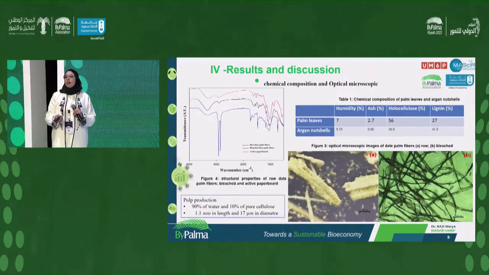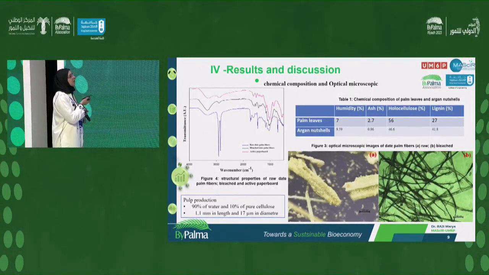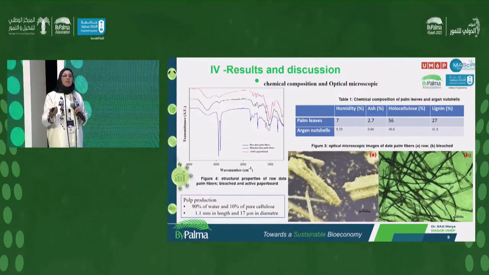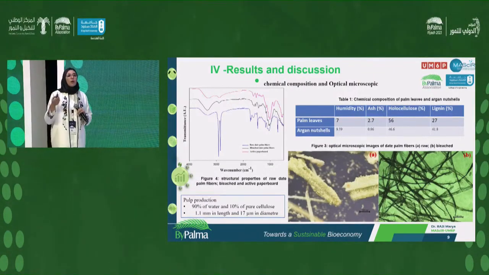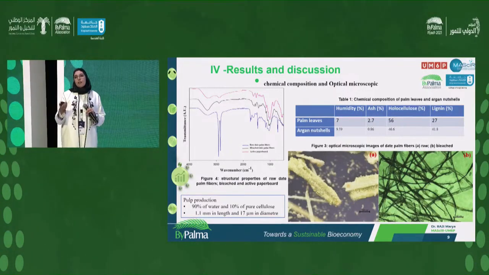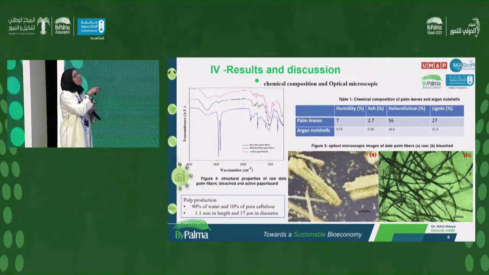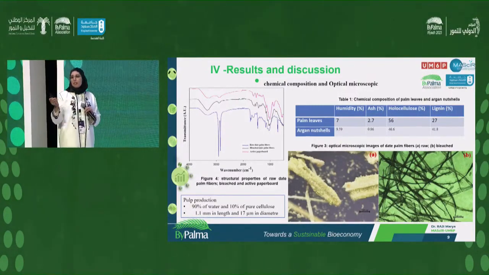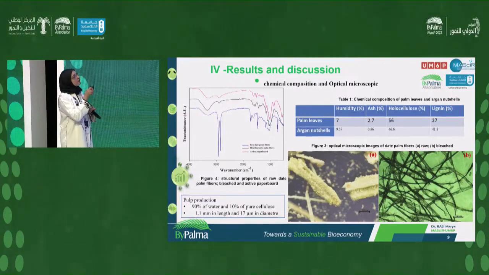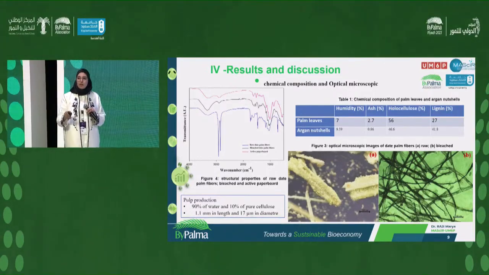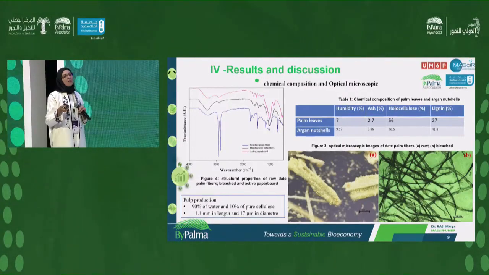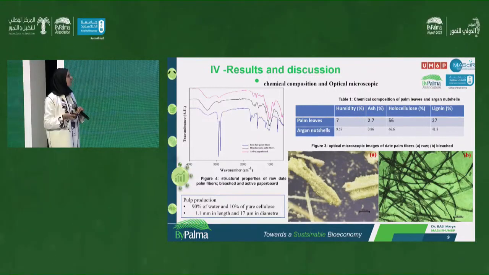We will start with chemical composition. Here we have the FTIR curves of raw date palm, the bleached one, and the final active paperboard. We can conclude that we have successfully separated the cellulose fiber, confirmed by the disappearance of the bands of impurities like lignin and hemicellulose. On the other side, we have the chemical composition of our materials, which confirms the richness of our material in cellulose fibers.